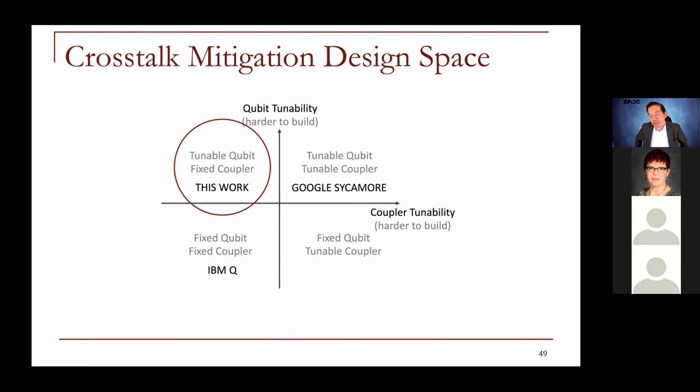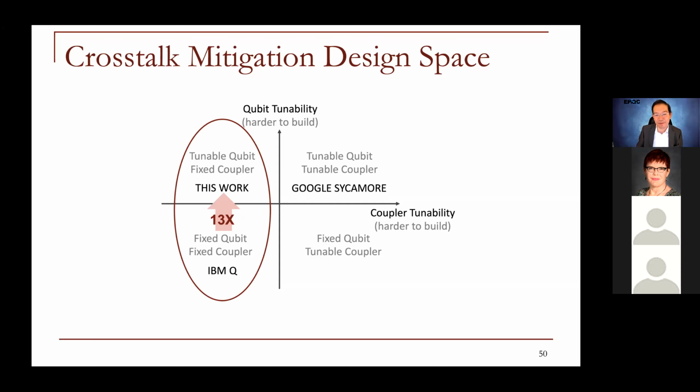So what we're going to do is we're going to look at this space of machines, right? So these are different design options for different machines. And so what we're going to focus on is a machine that has a tunable qubit and a fixed coupler between each qubit. And that's a little bit like the Rigetti machine. And if you compare that versus an IBM-like machine, which has fixed qubits and fixed couplers, we're going to find that we can get about 13x better fidelity on our machine by reducing crosstalk, but our machine is arguably harder to build, right?